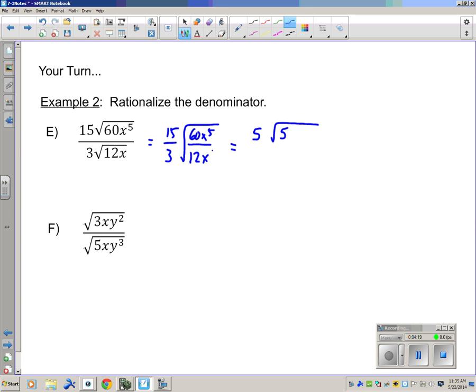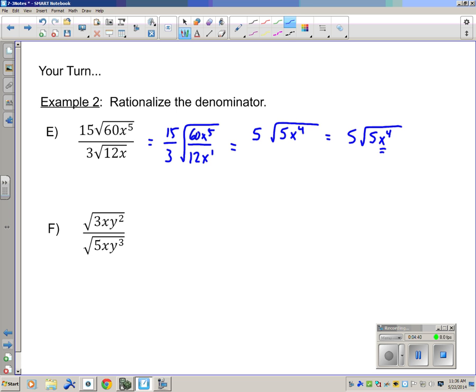x to the 5th divided by x to the 1st. If you remember, you subtract those powers. So 5 minus 1 is 4. There's more at the top, so I'm going to put x to the 4th at the top. Now I've got 5, so there's nothing down in the denominator. I can put a 1 down there, but I don't need it. And don't forget I've got this x to the 4th now to work with.